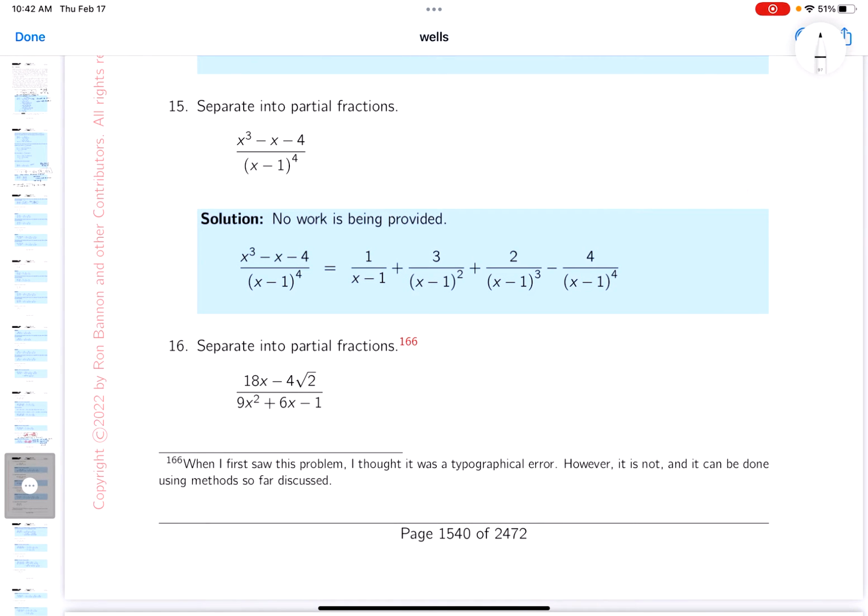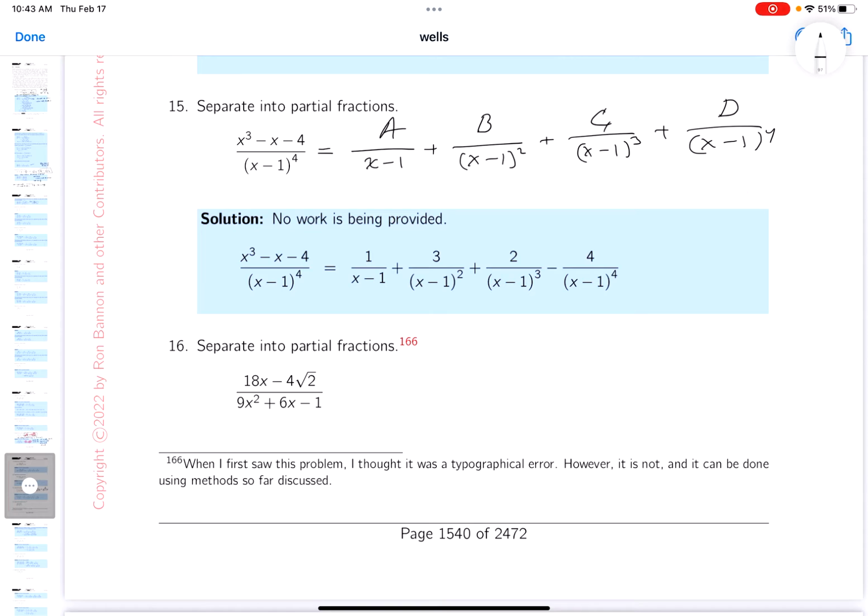Okay, we're on number 15, and the bottom factor, x minus 1, is a linear factor. Let's just break it up. I'm going to say A over x minus 1, plus B over x minus 1 squared, plus C over x minus 1 cubed, plus D over x minus 1 to the fourth. Fairly easy to do. What's not easy is determining what the A, B, C, and D are. I don't know what they are.